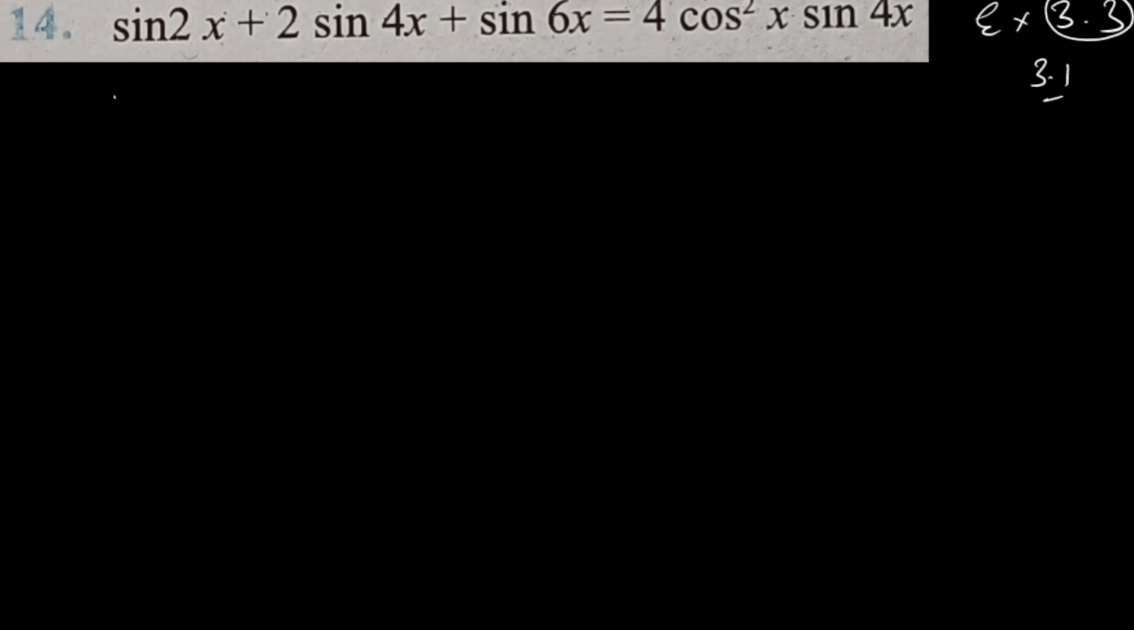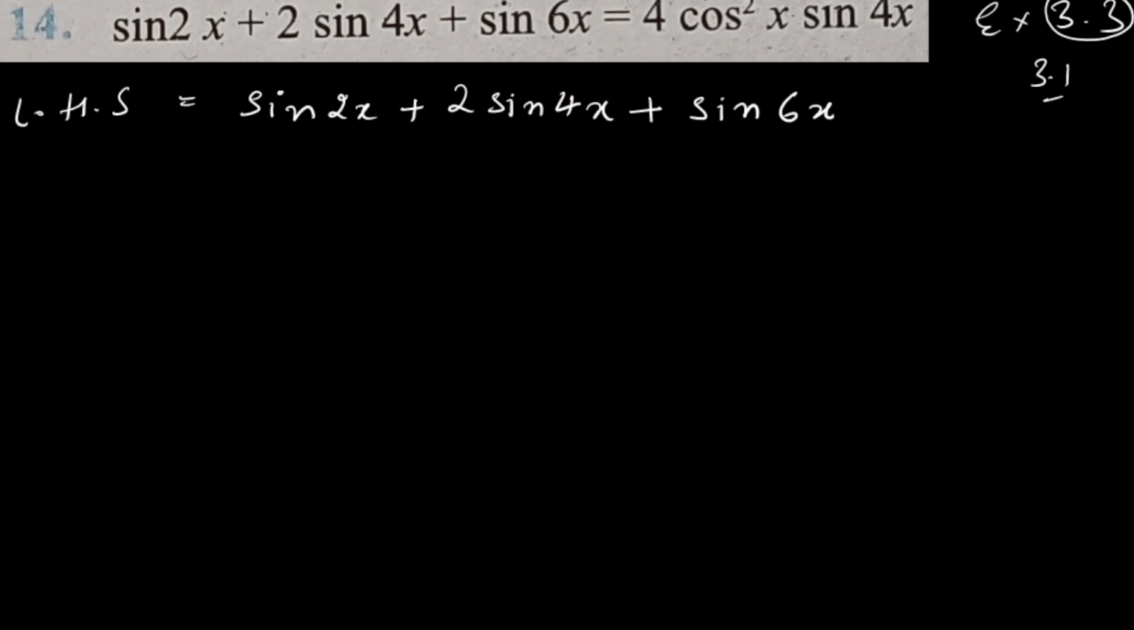So we have to prove left hand side is equal to right hand side of the given equation. So one side we can work. So I'm going to start from left hand side. So left hand side is given to us as sine 2x plus 2 sine 4x plus sine 6x.